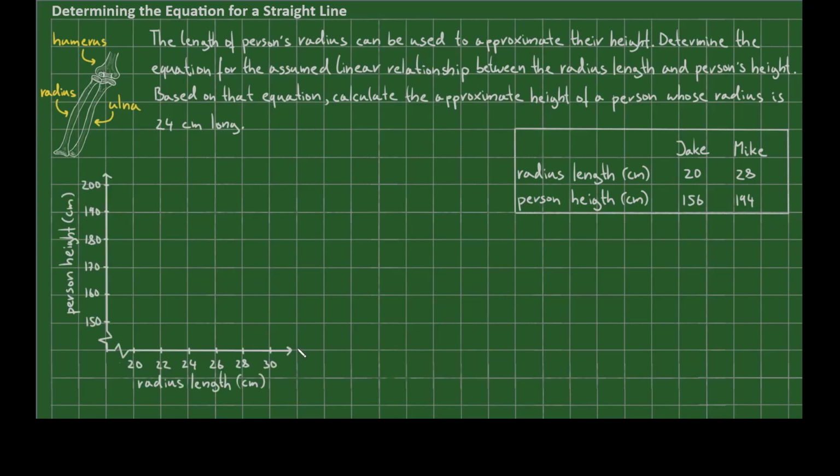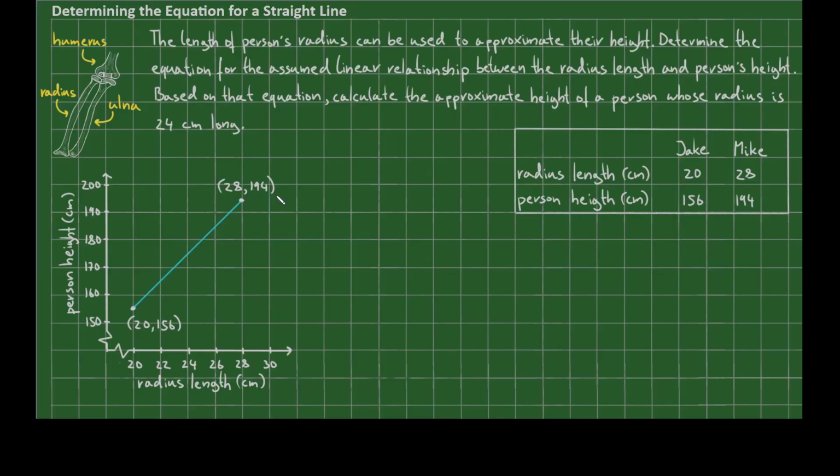Here are my axes. Note that they include discontinuities. The first reason for having them has to do with the space available on the screen. The second I will address towards the end of the video. Let me quickly plot the points for Jake and Mike and connect them with a straight line. Considering that the line, when read from left to right, is going up, I am expecting a positive gradient.